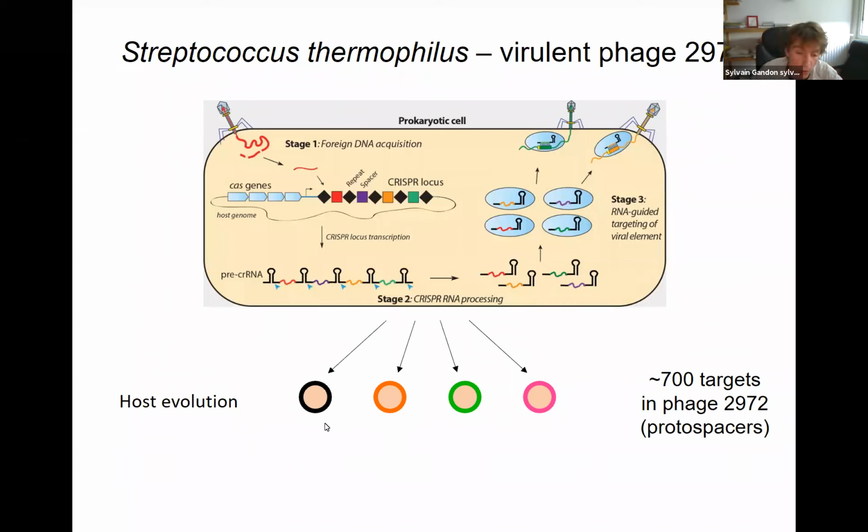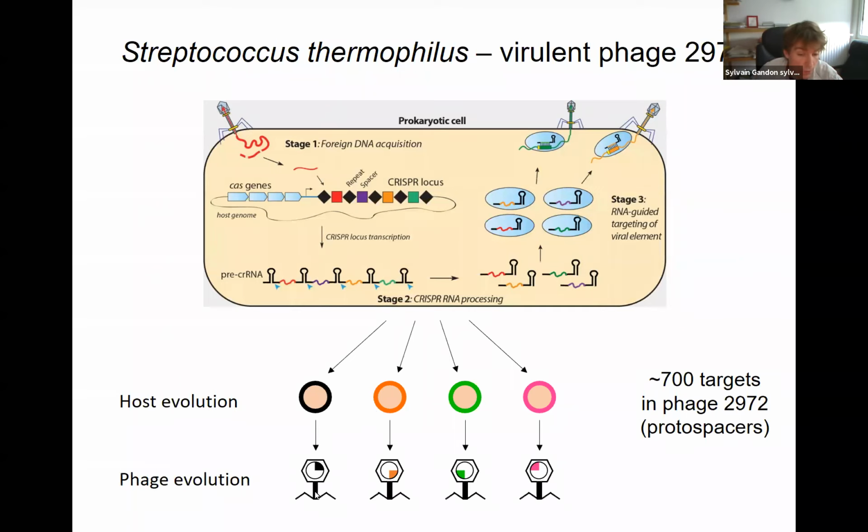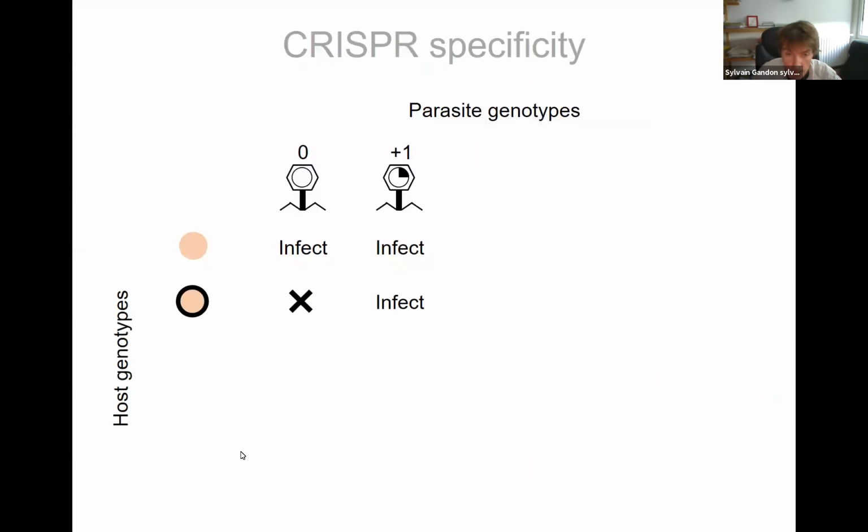What we know also is that the phage can escape immunity by just mutating the target sites, which allows it to escape immunity by CRISPR. So it's a very nice system to follow both host evolution and phage coevolution by this mechanism. So a bit more about CRISPR specificity. In a way, it's a classical multi-locus gene-for-gene system.